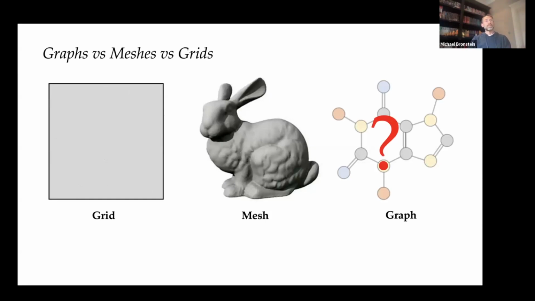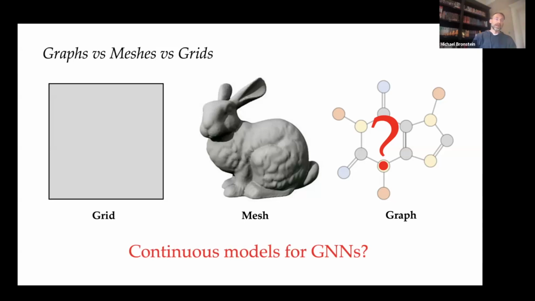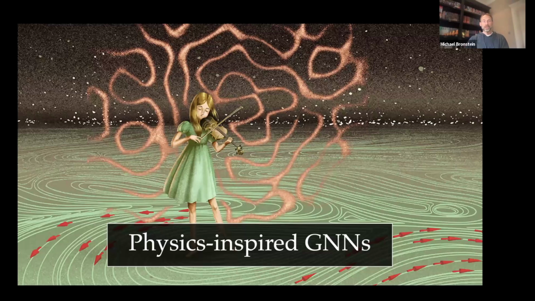So another distinction is that grids and meshes can be considered as discretized versions of some continuous underlying objects, such as a plane and a manifold. There is no such a clear perspective for graphs. And what we would like to do is to devise some continuous models for GNNs. And this is what we call physics-inspired GNNs.